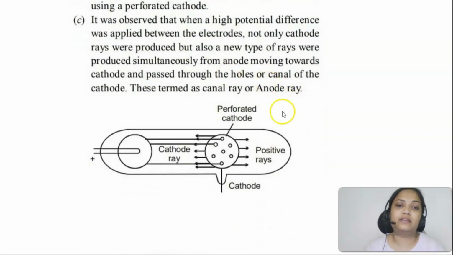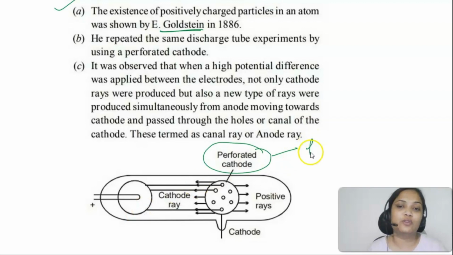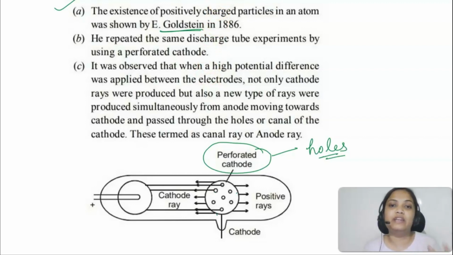Here you can see the setup. He repeated the same discharge tube experiment, with a cathode, anode, and high voltage applied. But instead of the cathode, he used a perforated cathode, meaning having some tiny holes in it. When you apply a high voltage, obviously cathode rays would be observed, as we have studied earlier, moving out from the cathode and going towards the anode. These rays are the cathode rays.